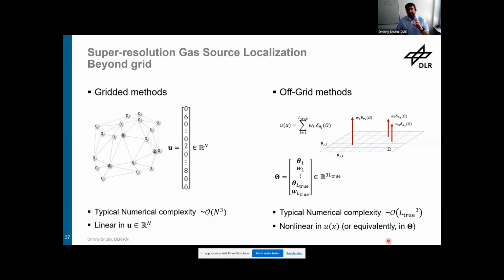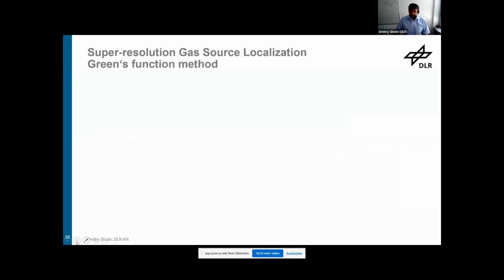Does it pay off? Yes, in some cases, but not necessarily, not always. So there are trade-offs. But in general, in some cases, it can indeed be very useful and significantly more efficient. So how to approach an analytical solution if we go off-grid?